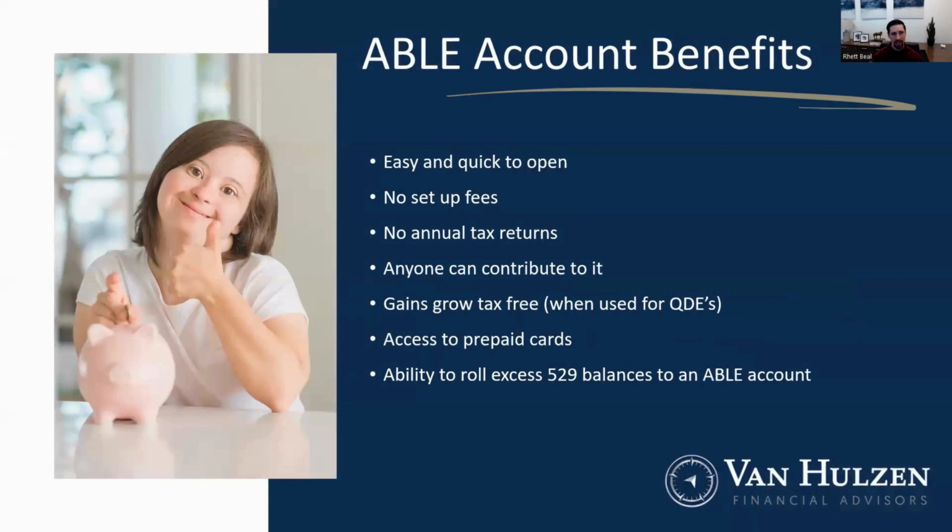Additional benefits that exist for an ABLE account, they're really easy to open. Right, you can go into your state's ABLE program. In California, it's called the CalABLE. Every state has their own ABLE program, and you don't have to open the ABLE program in your state. If you live in Nevada, you can open it in California. If you live in California, you can open it in Utah. It does not matter, but you can only have one ABLE account per individual. You cannot have multiple ABLE accounts per individual. There are no setup fees, right? No annual tax returns.